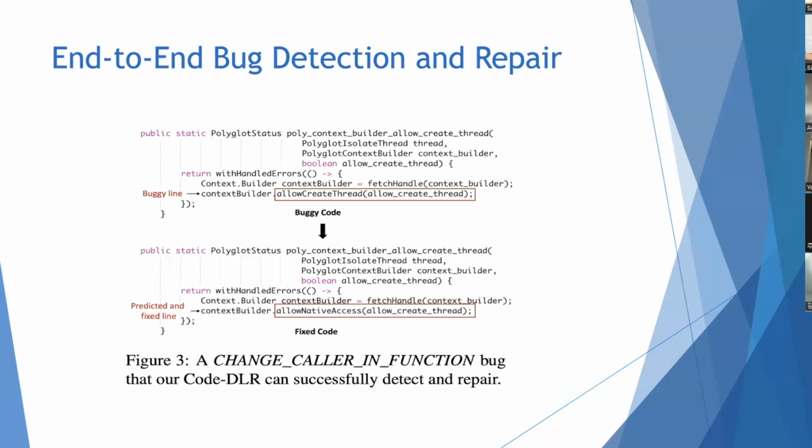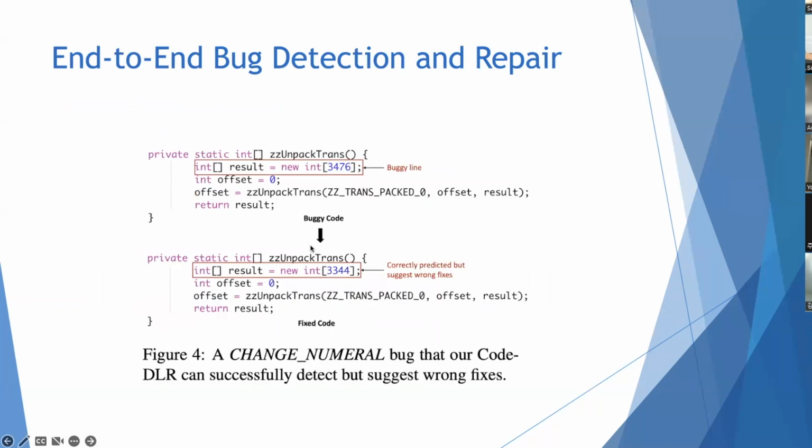So here is one of the examples in which the model was able to correctly fix the buggy code into the fixed code. Whereas here it was not able to fix the code, although it was able to find the correct line of the error, but it was not able to fix the program. This is because detecting the exact numeric value is quite hard for this model, and hence it was not able to predict the correct patch.